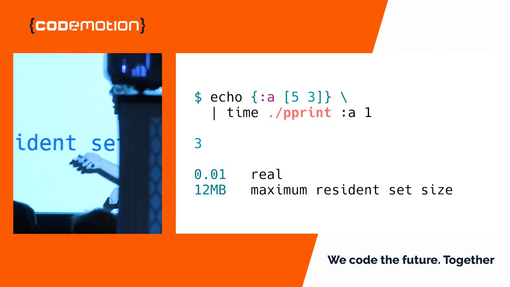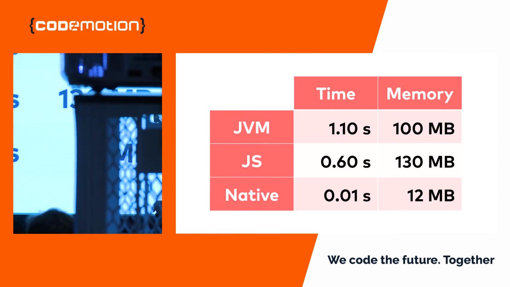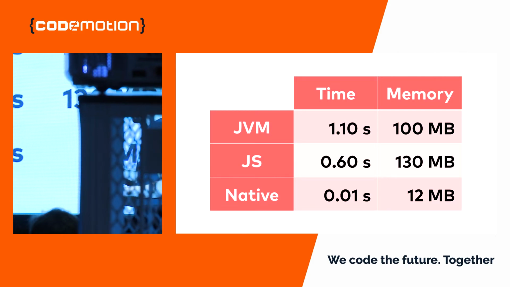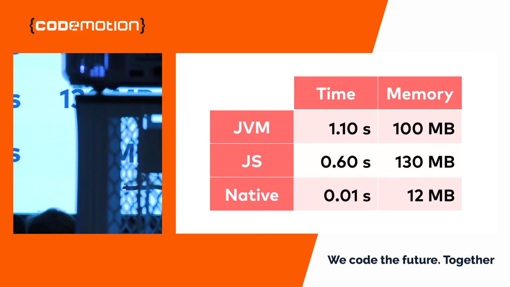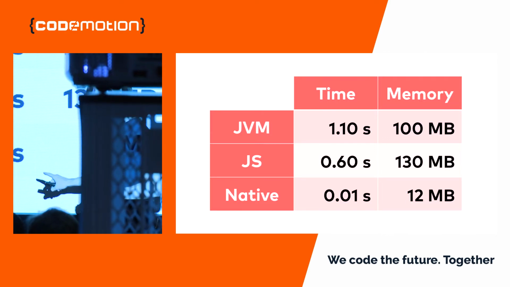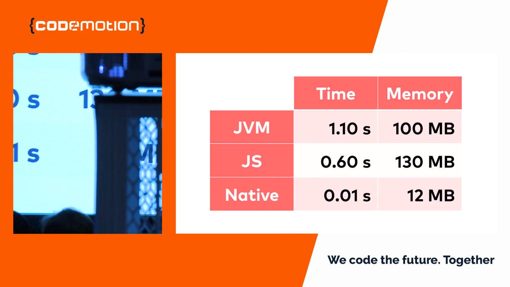Let's look at numbers again. On JVM, we need a second and 100 megs of RAM. On JavaScript, we save some time, but the memory usage is similar. It's just incredible. And those are numbers you can reproduce for various examples, various programs when it comes to their startup time and reduced memory usage. We will try to answer the question, how is that even possible? But before we do, let's think about potential applications of this exciting development.